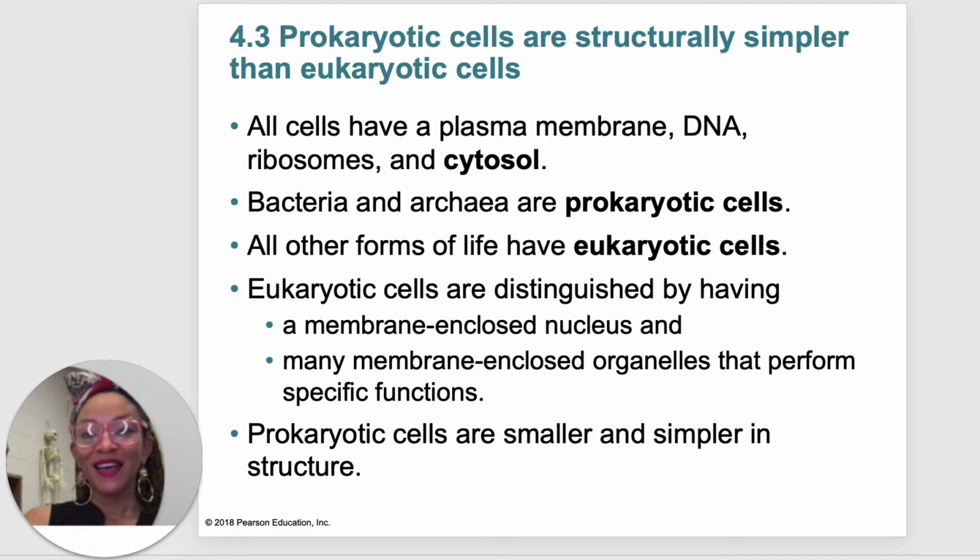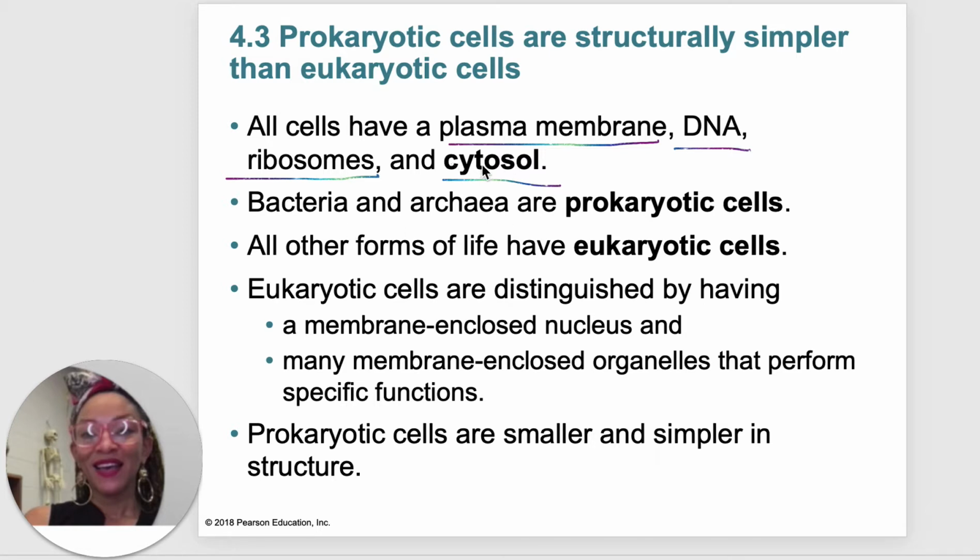All right, so let's compare prokaryotic and eukaryotic cells. Let's go ahead and compare and contrast. So let's look at some of the similarities they have. All cells have a plasma membrane, and that was that outer bilayer phospholipid membrane. They have DNA, which is that hereditary material. They have ribosomes that make proteins, and they have cytosol.